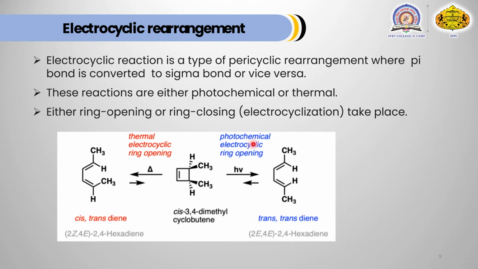Similarly, when a photochemical electrocyclic reaction takes place, ring opening occurs. There is movement of the sigma bond as well as the pi bond, and again a diene is formed. This means when the photochemical reaction is carried out, there is trans geometry of the double bond, and in the thermal case there is cis-trans geometry.